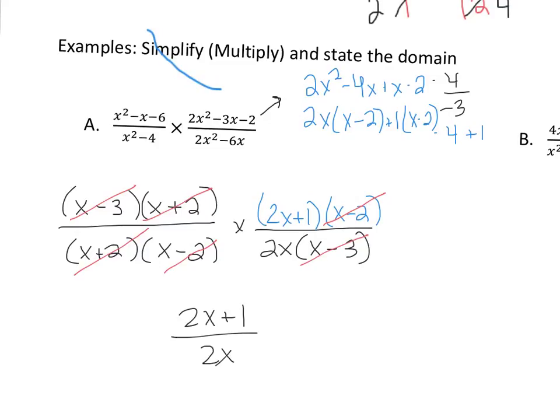Now remember, the 2x and the plus 1, since it's a two-termer, they're married. You cannot cancel those two x's because that's like canceling something with two terms with something that has only one term.